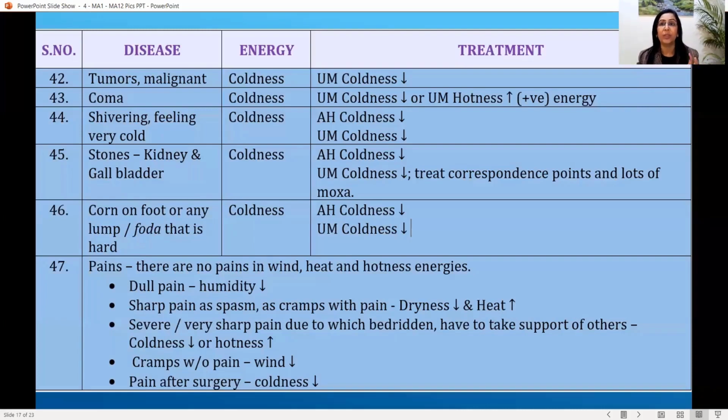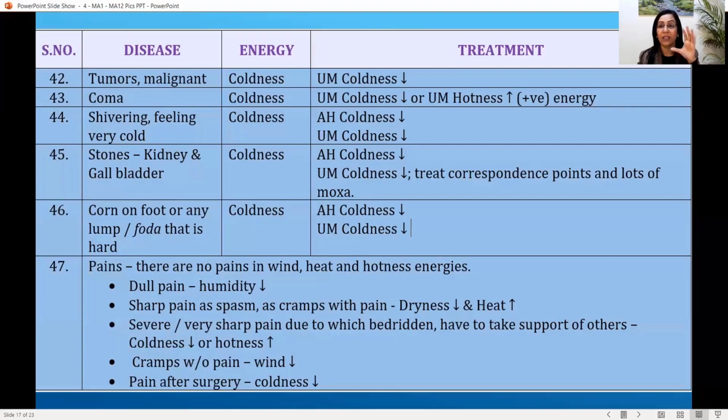Then stones. Stones are very hard, and they are the end stage of any kind of growth in the body. So stones, like kidney and gallbladder stones, are total coldness energy. For any of these, you have to sedate coldness in the body, and also treat the correspondence points for the kidney or the gallbladder, wherever the stones have occurred. And lots of moksha. Moksha treatment works very well for dissolving stones. If you do all these three things, the stones will dissolve automatically and be expelled from the body.